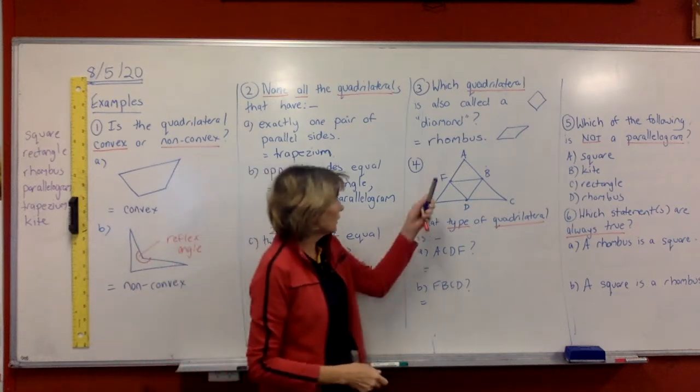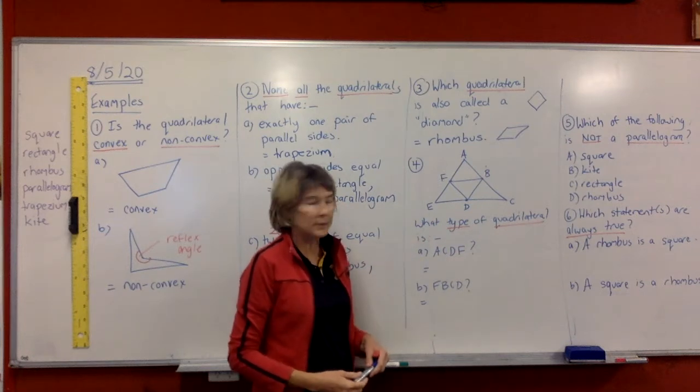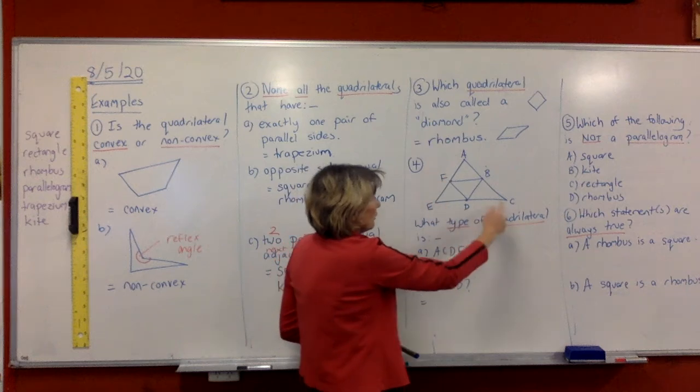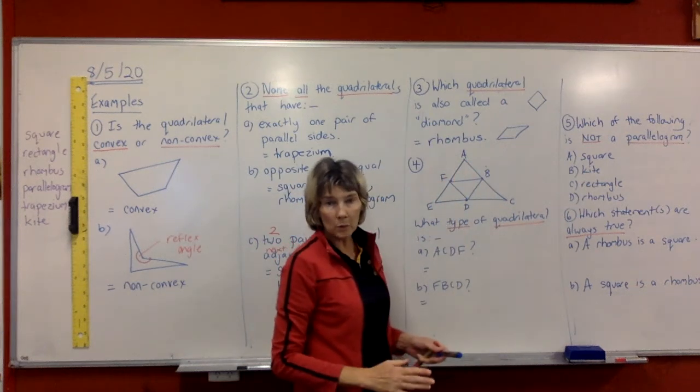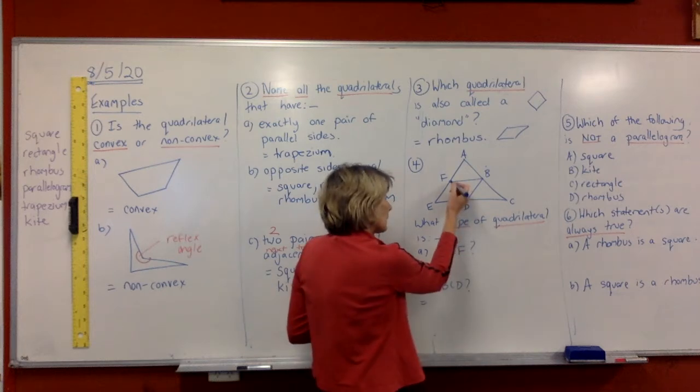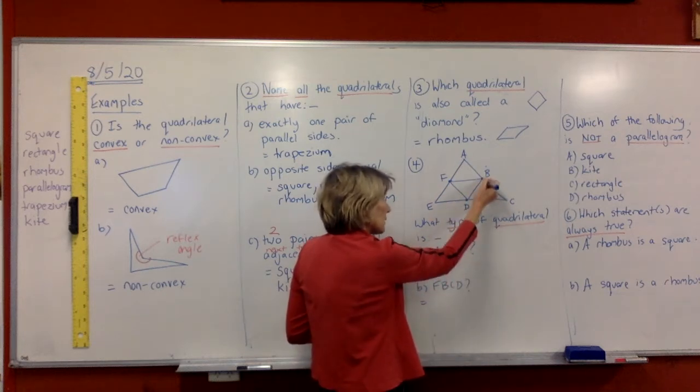Okay, in question 4, I've given you a shape here with lots of letters. When you draw this up, you're drawing a big triangle with all equal sides. And then inside that, you're going to mark the middles of all the sides.